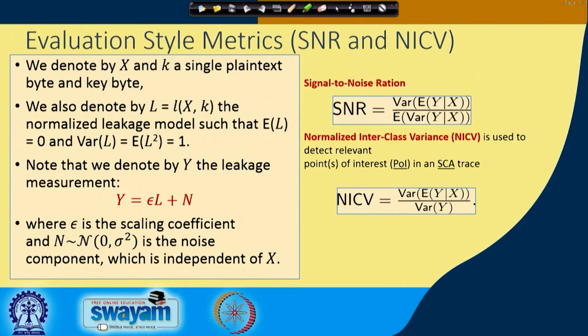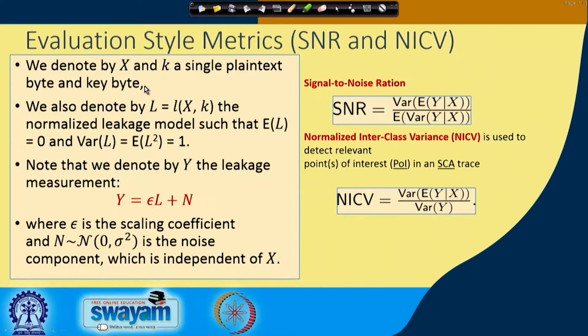There are different metrics which have been proposed in this evaluation style. Two of the most common ones are SNR, as we have seen, the signal to noise ratio, and the other one is NICV, which stands for the normalized interclass variance. So, let us try to define this in our context. In order to formalize these notations, we will start with a definition of our leakage model.